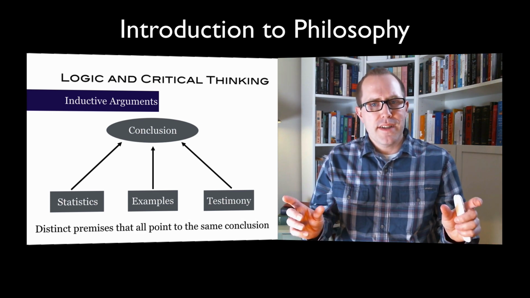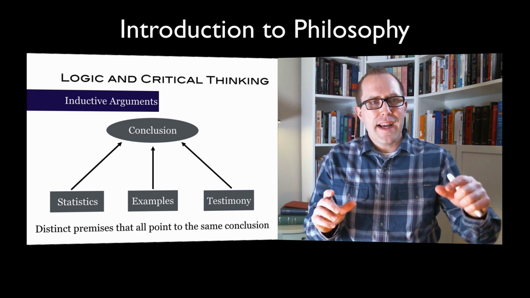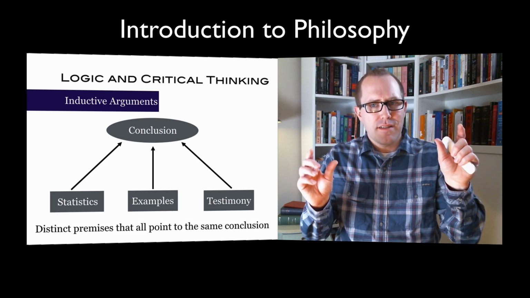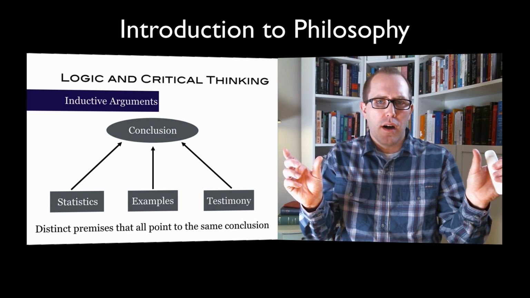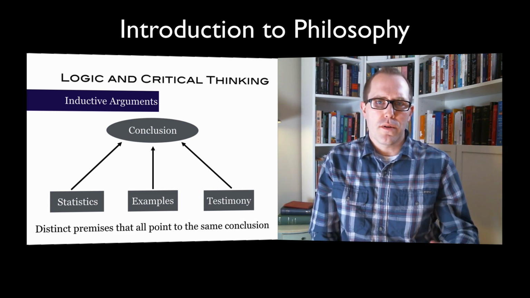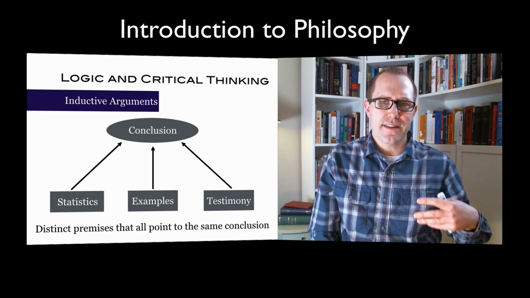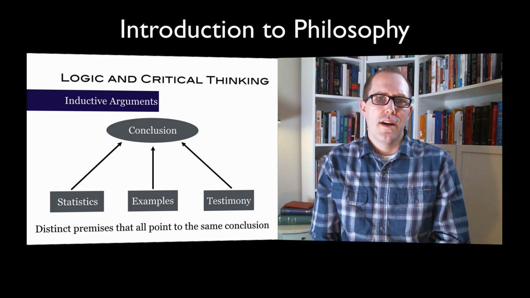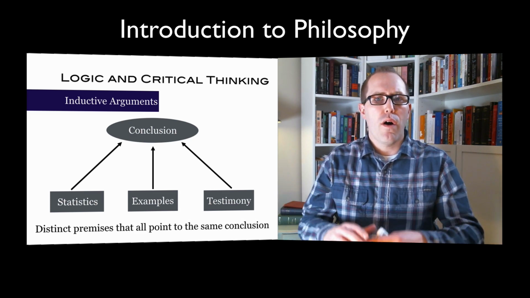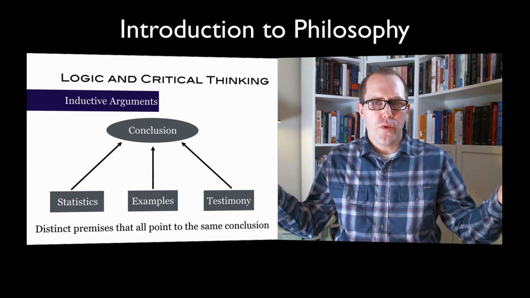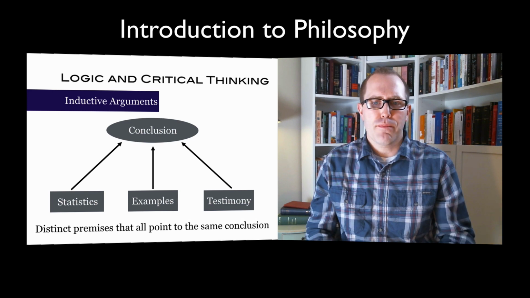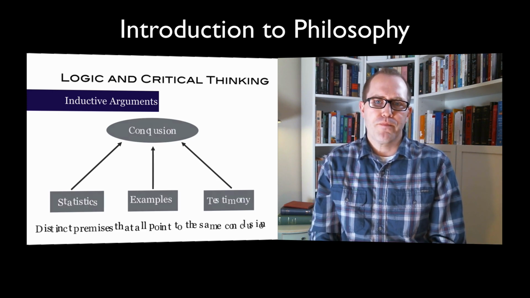Note that when you set up an inductive argument, you might arrange them in premises, but the premises aren't necessarily connected to each other. The premises are just a line of evidence that would point to a conclusion. So the statistics point to this conclusion, different examples point to this conclusion, and based on testimony it points to this conclusion. So on all those different lines of evidence, we think it's reasonable to conclude, say, X. There are distinct premises that all point to the same conclusion.